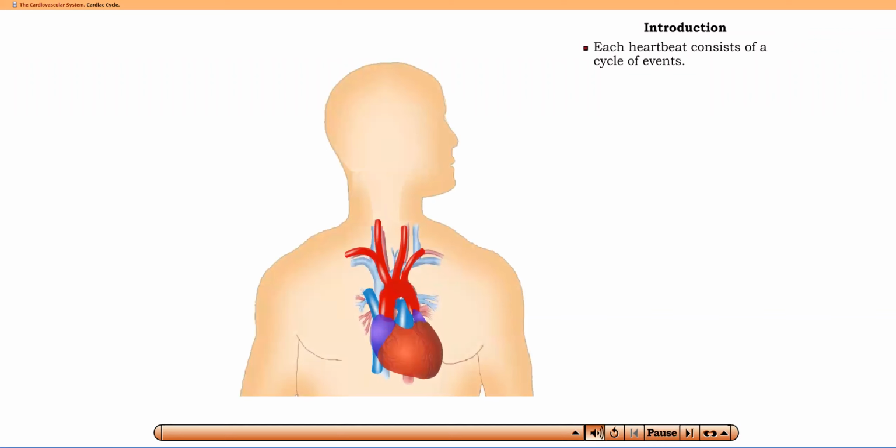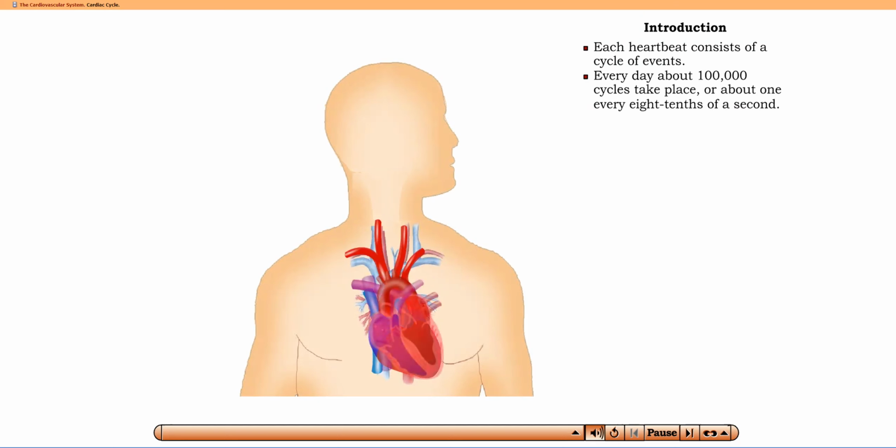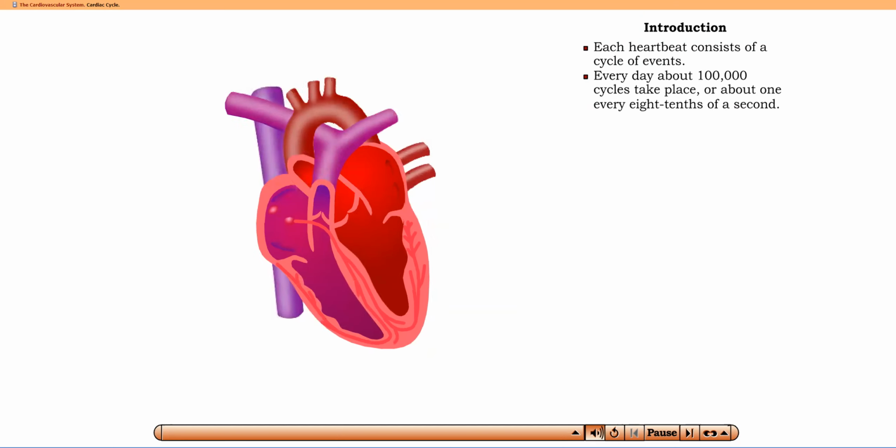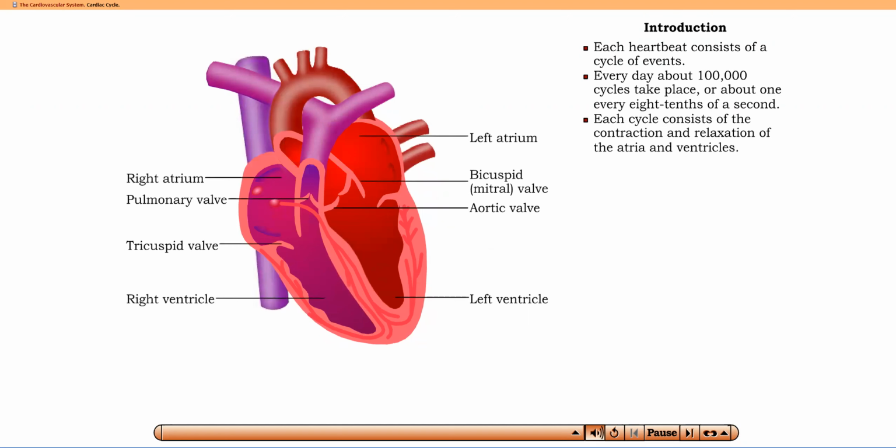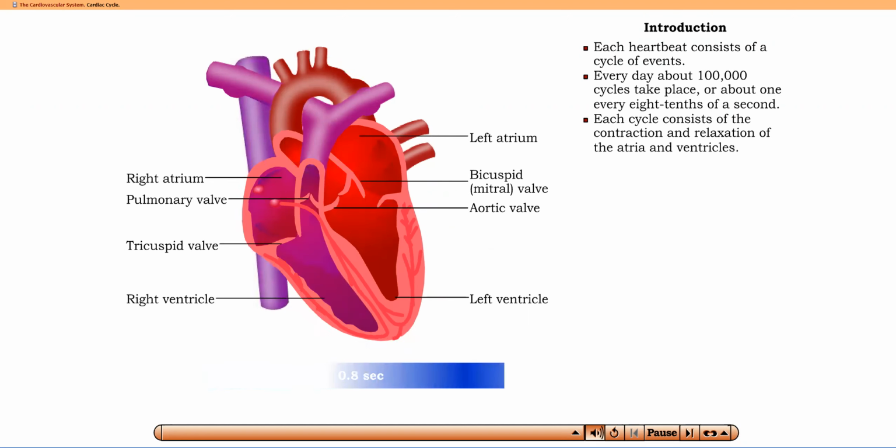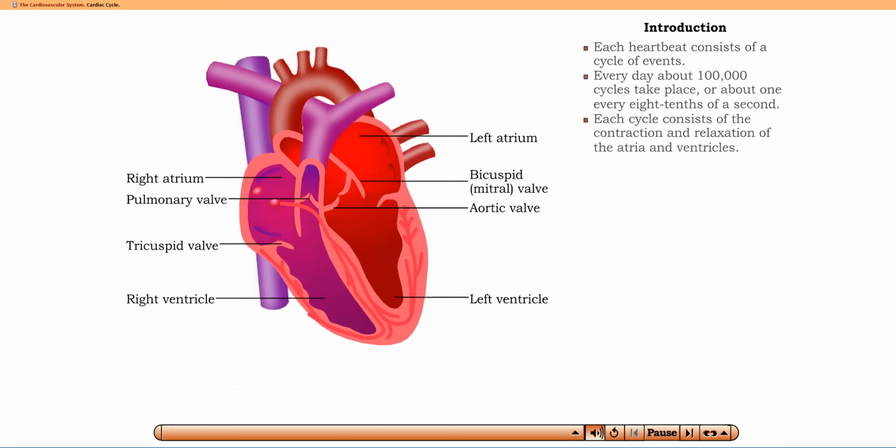The heart beats about 100,000 times each day. One heartbeat consists of a cycle of events that lasts about 0.8 of a second. Each cycle includes the contraction and relaxation of both the atria and the ventricles.